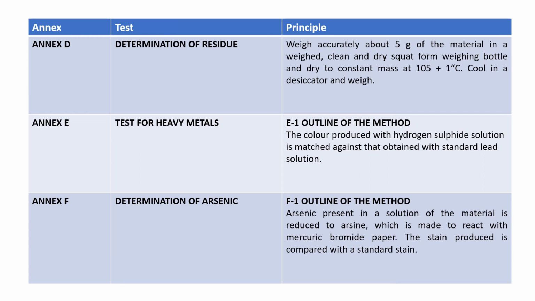Now, Annexure F talks about the determination of arsenic. As I have told earlier, the heavy metal contamination has to be calculated with the content analysis of lead, with the content analysis of arsenic, and total heavy metal contamination.